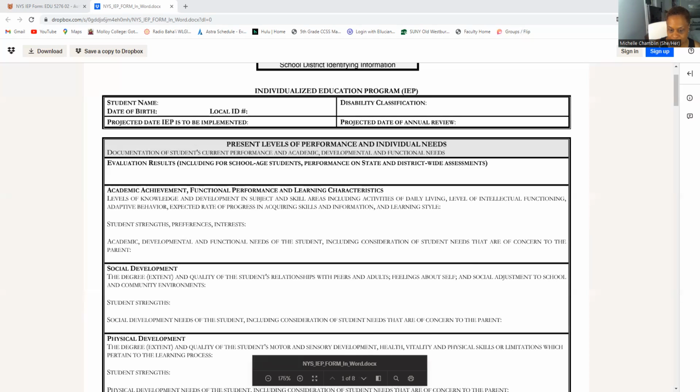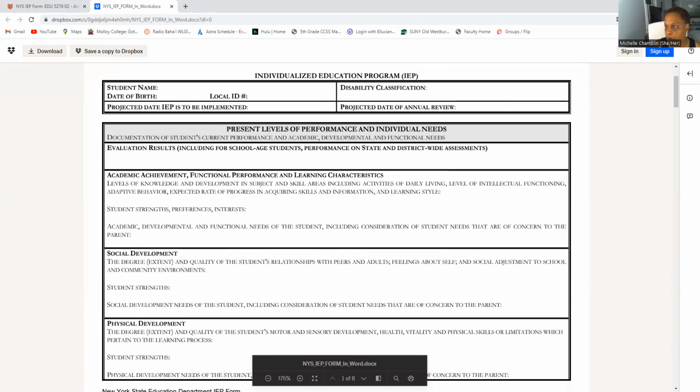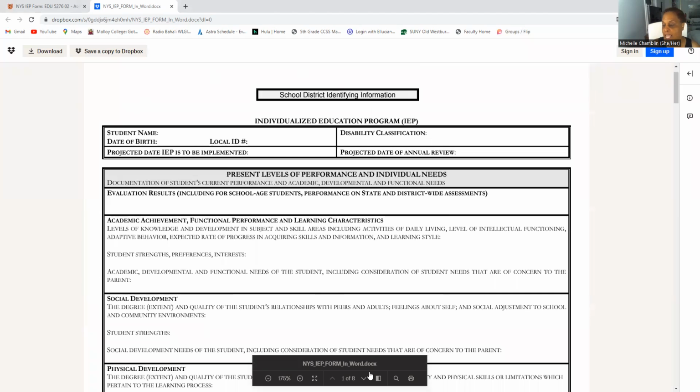So let's take a look and see how this works out with our IEP. Okay. So this is the New York State recommended form for an IEP. So once this is filled out, this is the student's individualized education program. And so the information on this is extremely important.